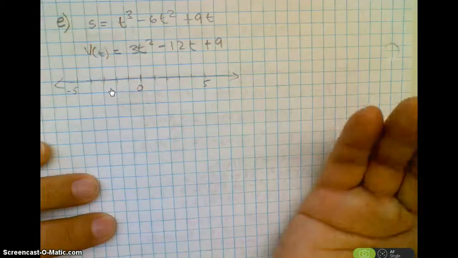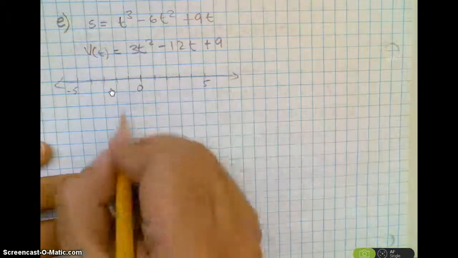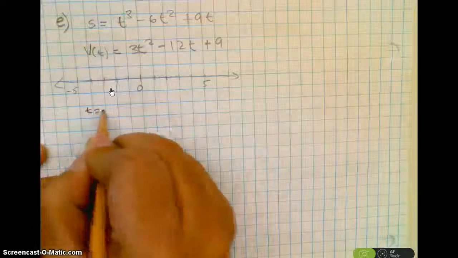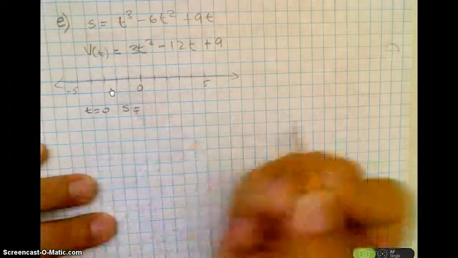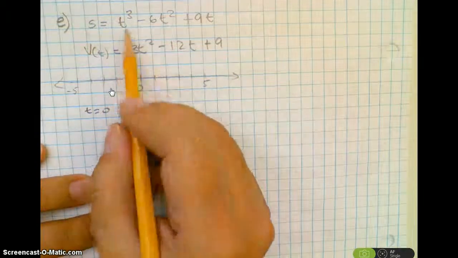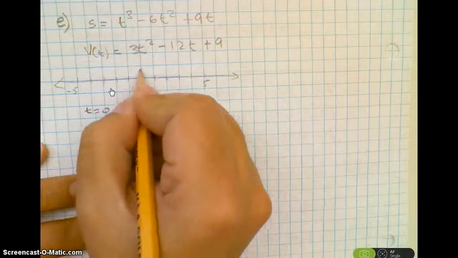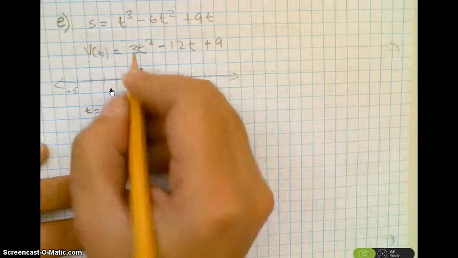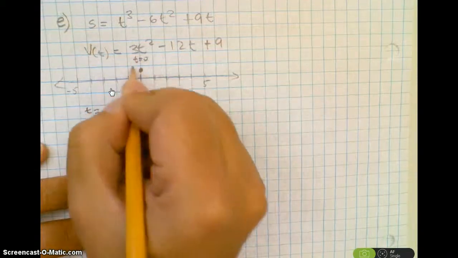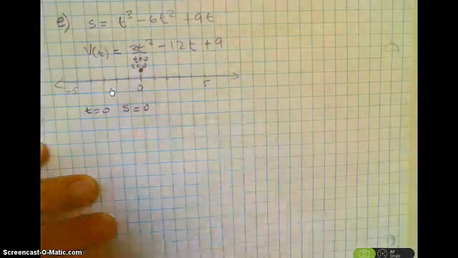So how do we know where the particle starts? Well, I want to know at time equals 0, how much is s. So when I replace in my position equation, I notice that actually s is 0. So at the beginning, the particle is right here. At time 0, s is 0. Okay, that's the beginning.